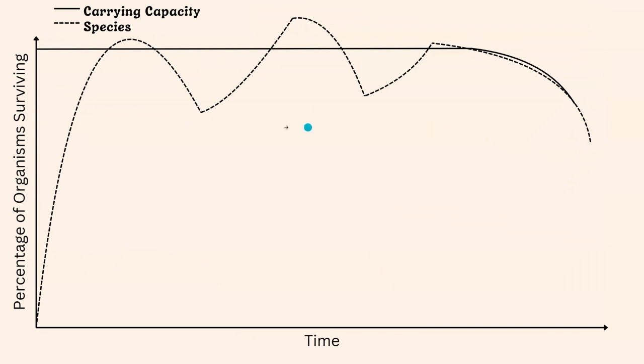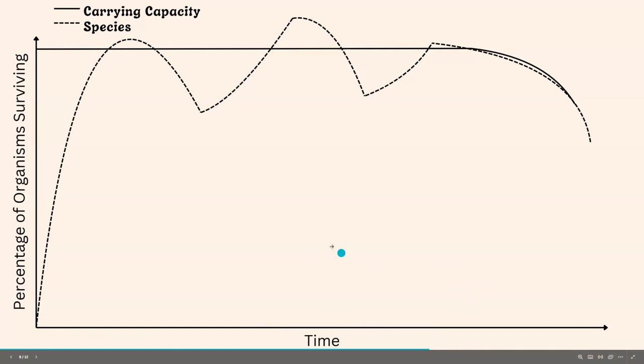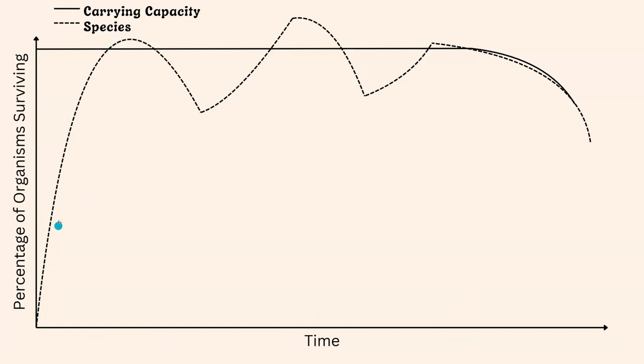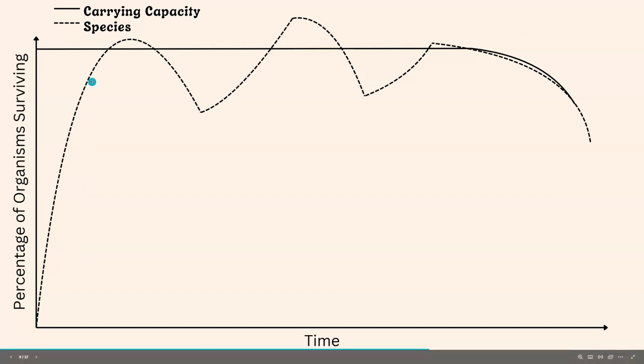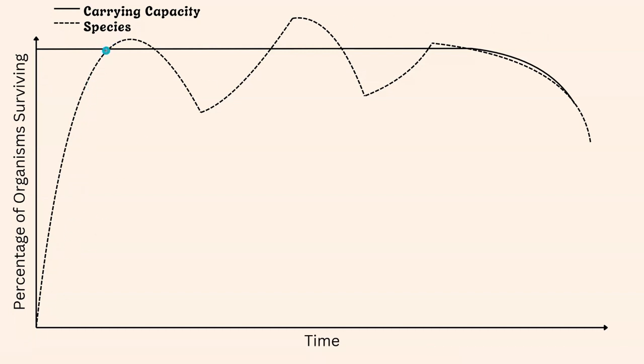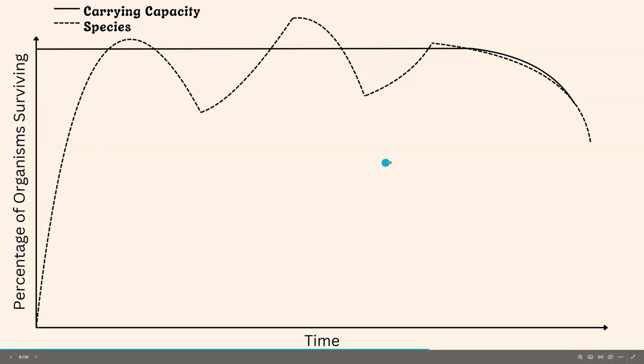Now let's look at a graph. So, as you see, the y-axis is percentage of organisms surviving, while the x-axis is the time. As we see, we got our species right here, and this is our carrying capacity. Our species rapidly inclines, but as soon as it meets its carrying capacity, it starts to dip. Then when it dips below carrying capacity, it rises again, and once it goes above carrying capacity, it dips again. It goes back above, and then it dips very quickly, and then the carrying capacity dips. Why do you think this is so? Well, I'll tell you why it's so.